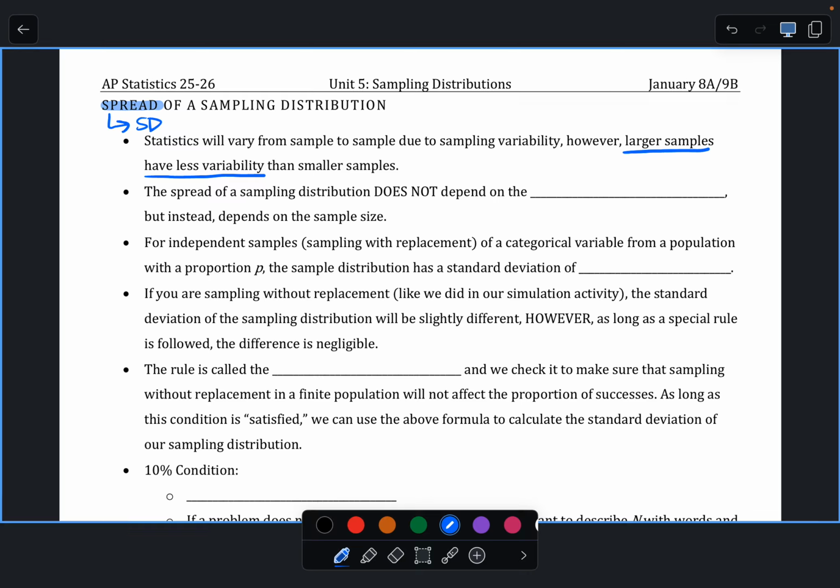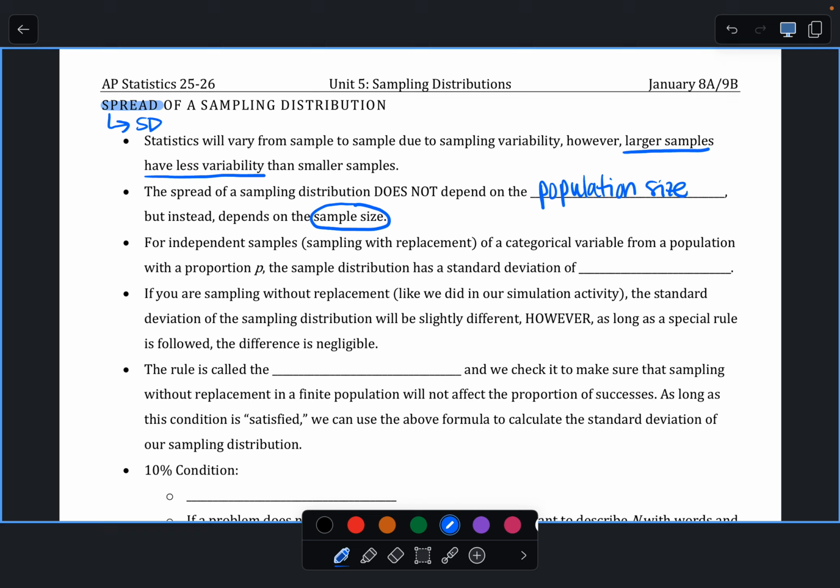However, if I ask 100 people how long your drive is to school, I'm going to get a lot of people who say the same thing. So I'm going to have a lot of frequency in like maybe 10 or 15 minutes. It takes me 5 or 10 minutes to get here. So whenever you have a bigger sample, there's less variability because you're going to have a lot more people who say the same thing, because you're trying to represent the population and they are a part of the population. So the spread of a sampling distribution does not depend on the population size. It really, really depends on the sample size.